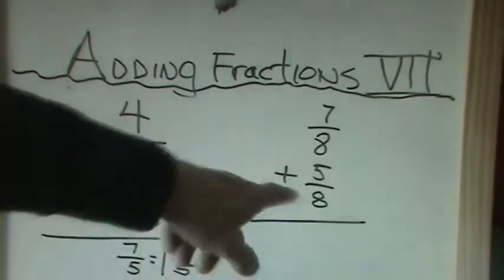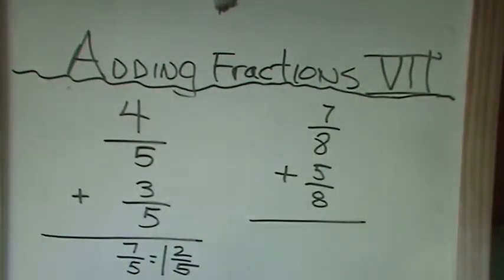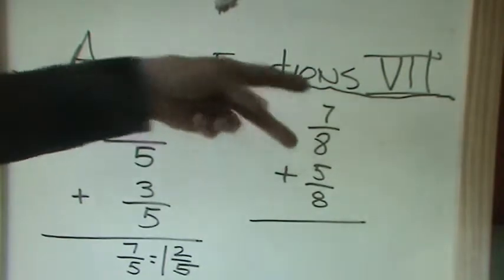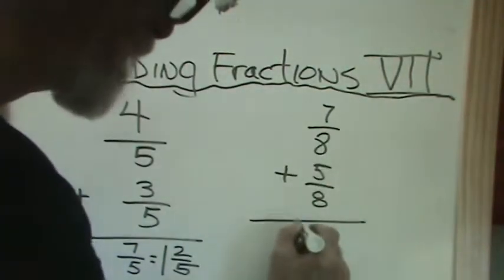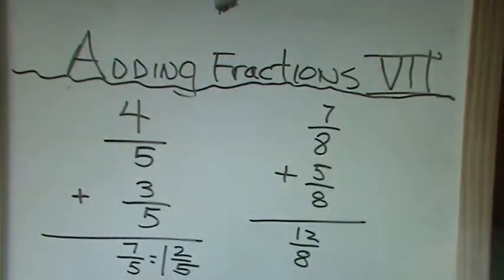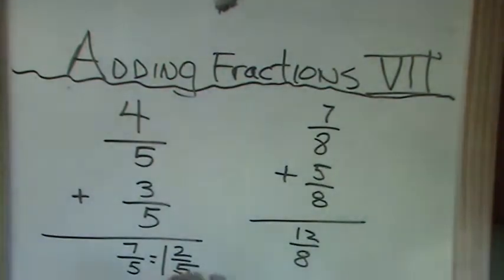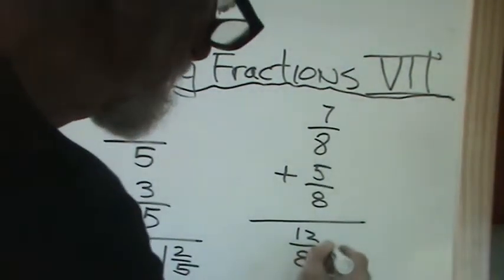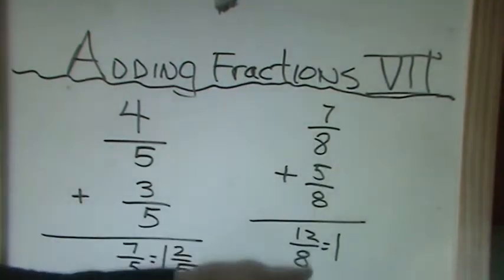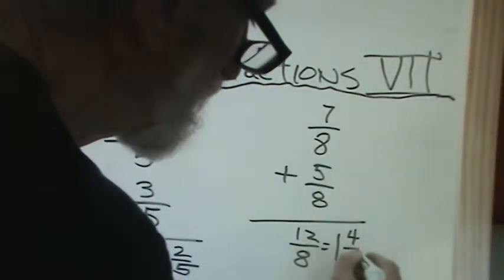Let's take a look at the second problem. 7/8 and 5/8. Well, the denominators are the same, so we know we just add the numerators. 7 and 5 is 12. We have 12/8. Improper fraction, so we have to change it. 8 goes into 12 one time, and then I have 8, 9, 10, 11, 12. I have 4 left over, so it's 1 and 4/8.